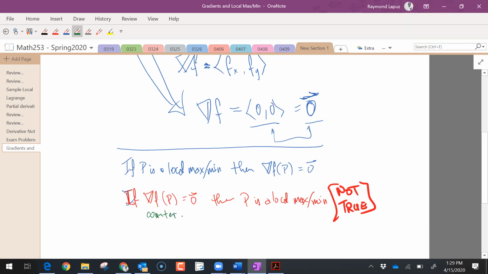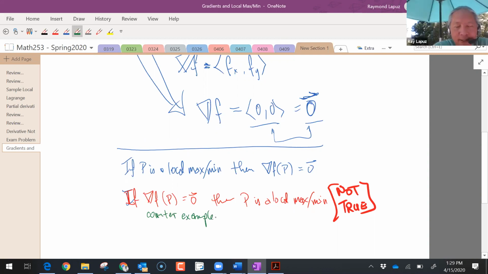Is it the absolute max or min? No. So think about the second derivative test. Oh, saddle point? Saddle point. P could be a saddle point.